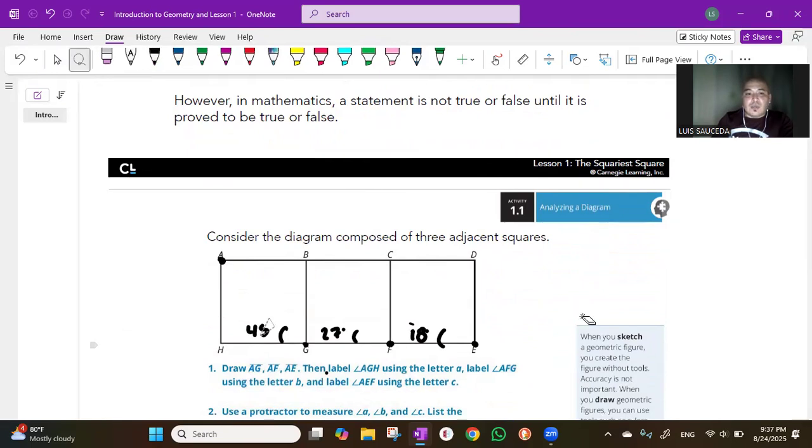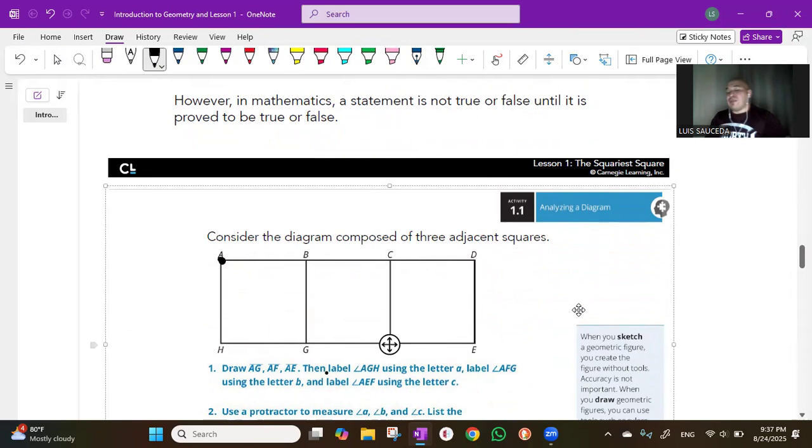Just because something might sound true, it doesn't necessarily mean it is. And because of that, we are required to look and explore, and hopefully we can recall properties that we learned in this class about figures, and we can make a formal conjecture, right? And if it's true, then we got to prove it's true. And if it's false, we got to prove that it's false, right? And vice versa. So now for this next section, consider the diagram composed of three adjacent squares.